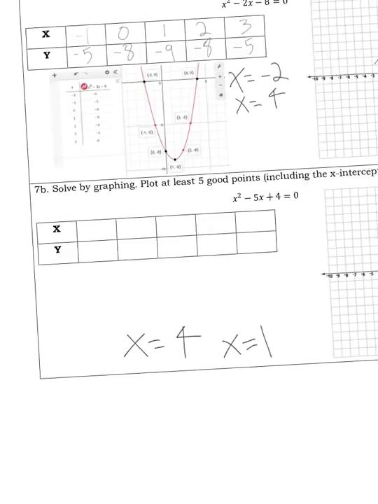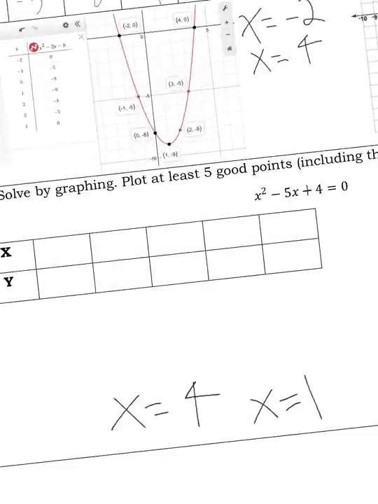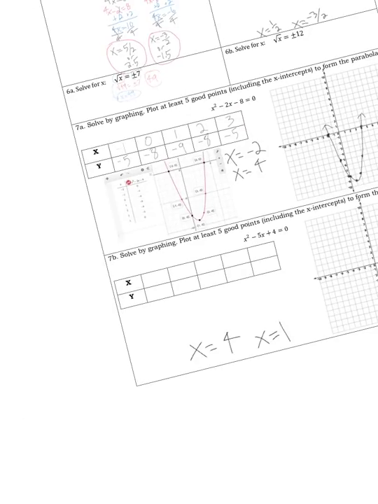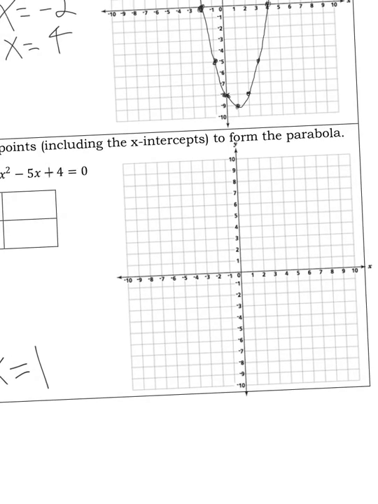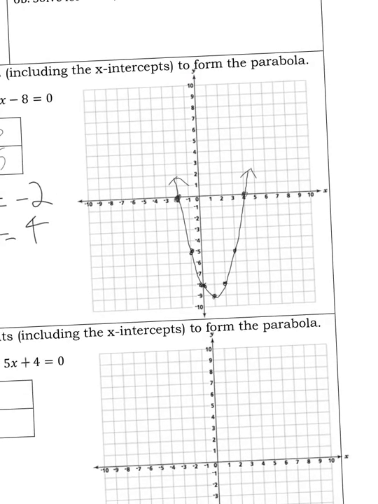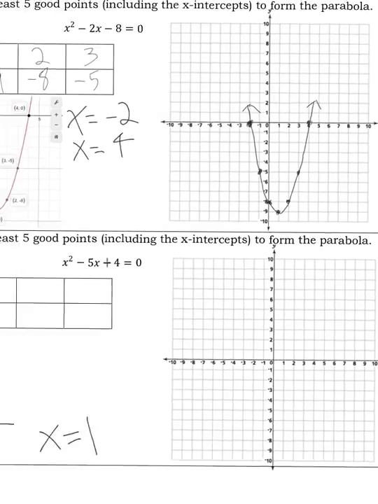And so, yeah, I want you to get the 5 points, put the vertex in the middle, and graph at least 5 points. You might have to graph more like I did there, but that's really all there is to it.